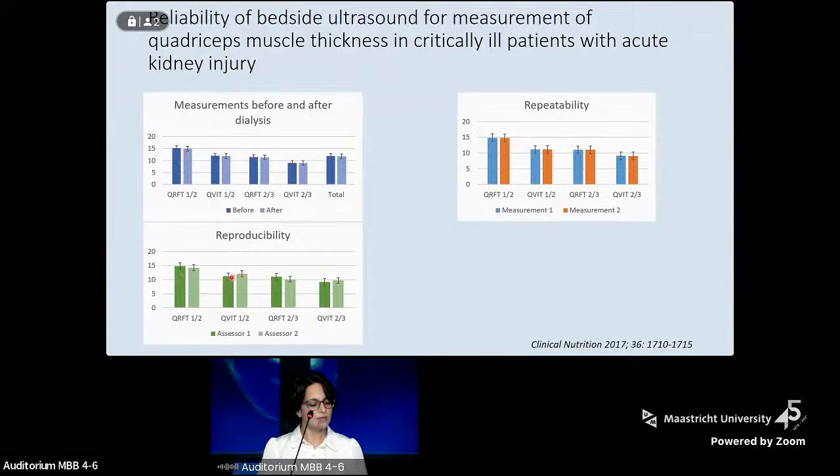And you see that this very small difference of nearly 0.4 millimeters between assessors was statistically significant. However, it's a very, very small difference, 0.4 millimeters, which is not clinically relevant. And the intraclass correlation coefficient, which is the coefficient used to study if assessors had similar measurements, was very high. It was above 0.90. And also we performed measurements before and after dialysis to see if the methodology suffered from fluid shifts, rapid fluid shift, and if the fluid overload would increase muscles, and no difference in measurements was found.